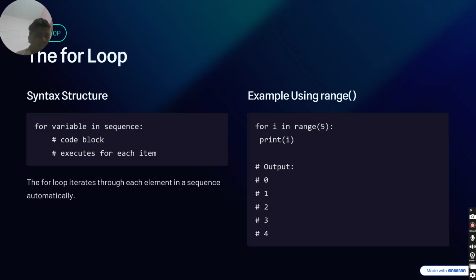For loop, here you can see for variable in sequence, a code block executed for each item. Like here you can see for i in range of 5. So it will iterate from 0, 1, 2, 3 and 4. After 4 it stops. So it will print the values 0, 1, 2, 3, 4 without repeating the statements. It iterates over each and every element in a sequence automatically.